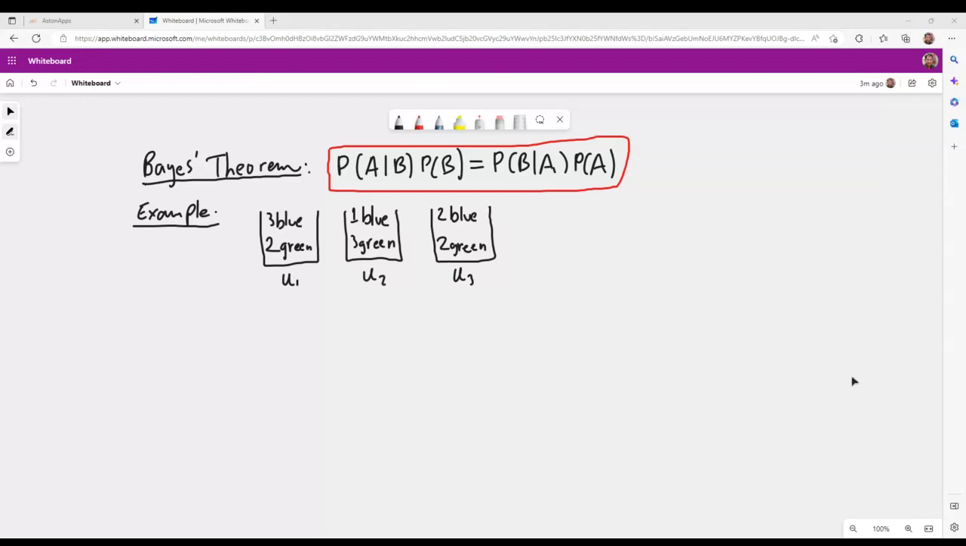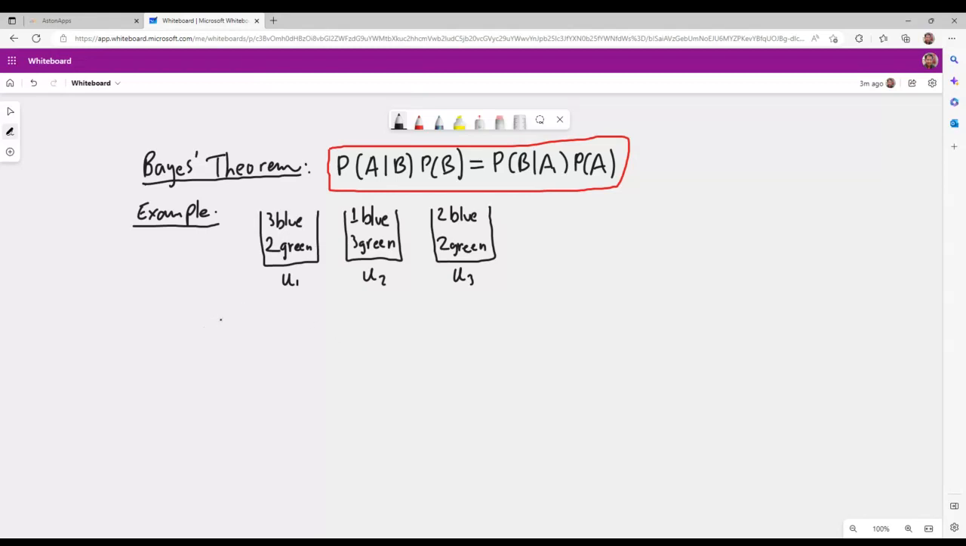The question to us now is this. Suppose that a ball was randomly drawn from any one of the three urns, and it turned out that the ball that was drawn was green. Then the question is, what is the probability that the green ball came from urn 2?